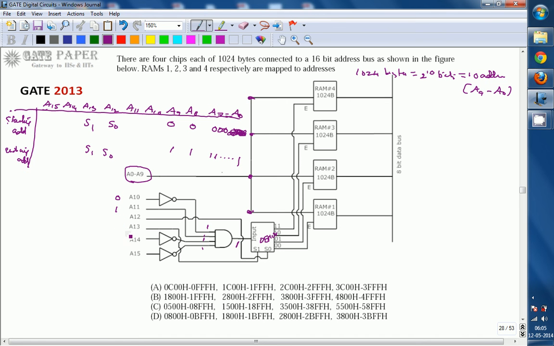A12, A13 are connected to S1, S0, so we don't touch that one. A14 is nothing but other inputs. A14 is 0, A15 is 0. So these are going to be standard values which are connected as input for this decoder. So that A15 has to be always 0, whether it is starting or ending address, since it is used to select the chip.